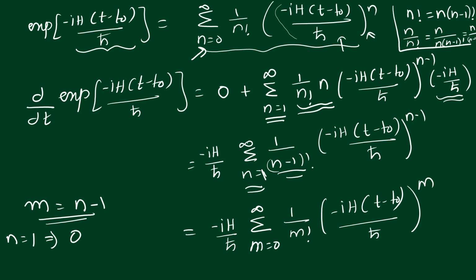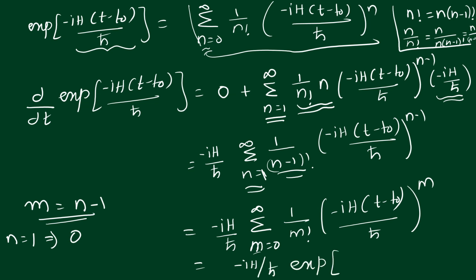Now you see that this is exactly the power series expansion for the exponential. It's exactly the same thing. Here we have used the summation index n, and here we have used the summation index m, but it's exactly the power series expansion for the exponential. So this is equal to minus i H divided by h bar, and what we have here is the power series expansion for the exponential of minus i H (t minus t0) divided by h bar.